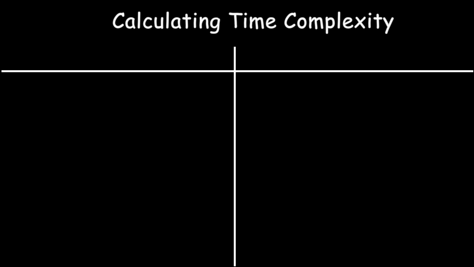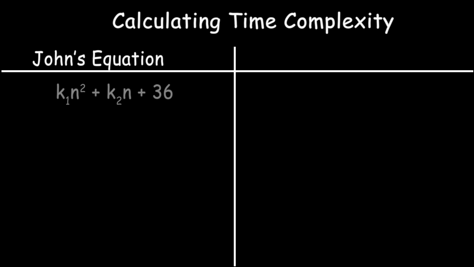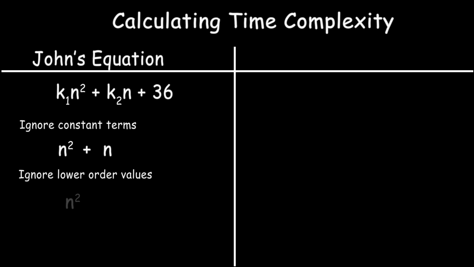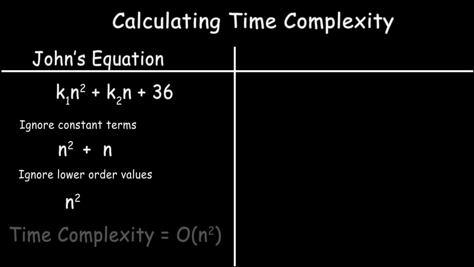Coming back to our original question of John's and David's algorithm, to tell whose algorithm is better, we have to calculate their time complexity. Let us assume that John's equation for his algorithm in terms of input size is k1n square plus k2n plus 36, where k1, k2 are constants. While calculating time complexity, we can ignore the constant terms and consider only the higher order value, which causes the equation to deviate. Here k1, k2 and 36 are dropped, and also n is dropped because n square is a higher order value compared to n. So the time complexity of John's algorithm is big O of n square.